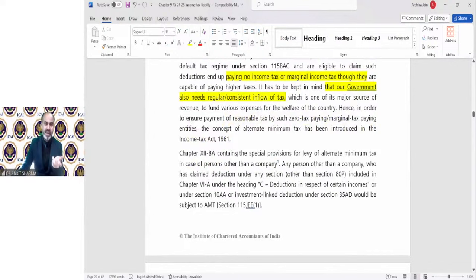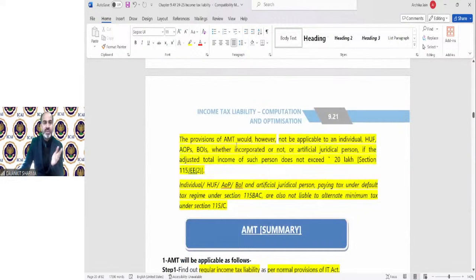Chapter 12BA contains a special provision for levy of alternate minimum tax in the case of a person other than a company. Why other than a company? Because for a company, there's only the MAT provision. Clear? The provisions of AMT would, however, not be applicable to an individual, HUF, AOP, BOI, whether incorporated or not, or artificial juridical person if the adjusted total income of such person does not exceed 20 lakh rupees. So if your adjusted total income, ATI, is not exceeding 20 lakh, then we do not need to apply the AMT provision. Then you need to pay tax as per normal provision. But if your ATI exceeds 20 lakh rupees, then you have to apply the AMT provision.